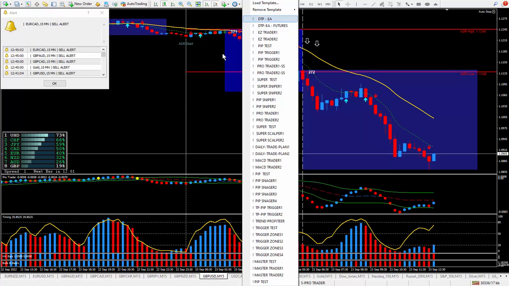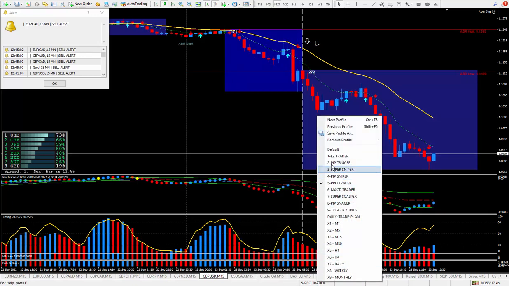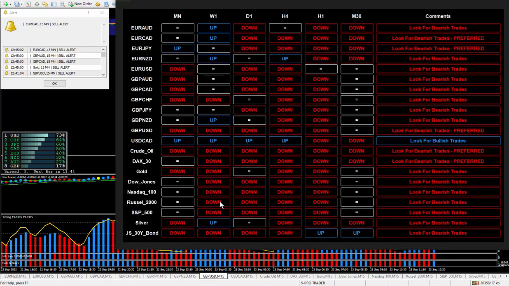And those pairs happen to be within the default right here. And the Pro Trader here running 21 instruments, and then of course the daily trade plan. We can take a look at that. Here it is here. Now between 6 and 7 I am taking this screenshot. And this is the one that I'm starting off with.